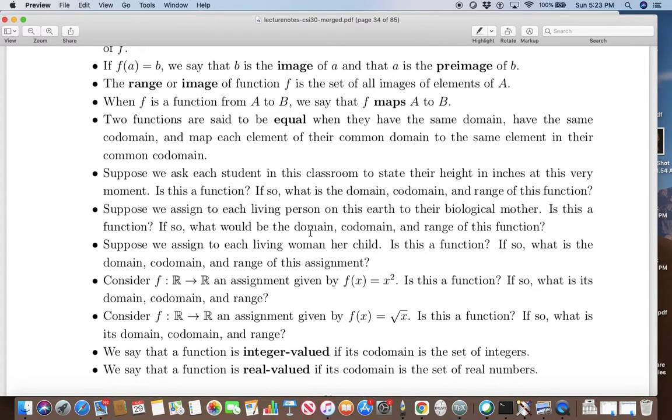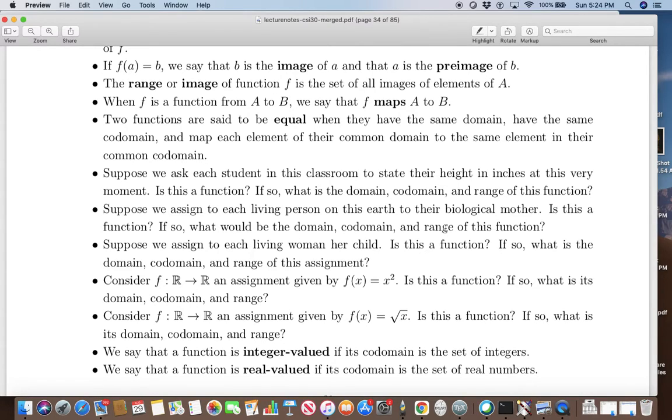Domain is the set of all human beings currently living on earth. What is codomain? Well, mothers are women. So codomain is the set of all women.